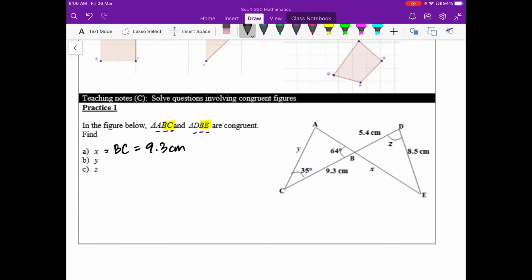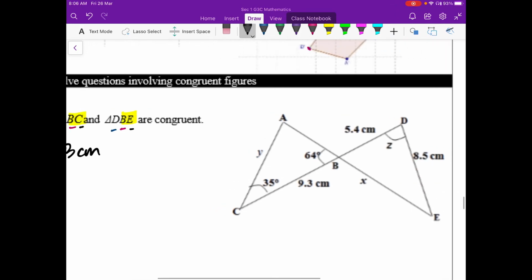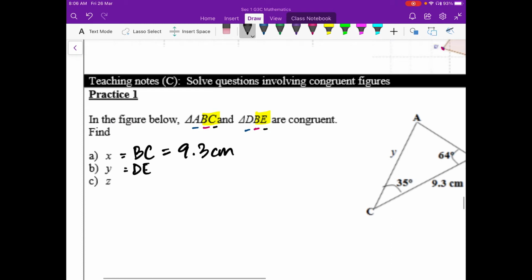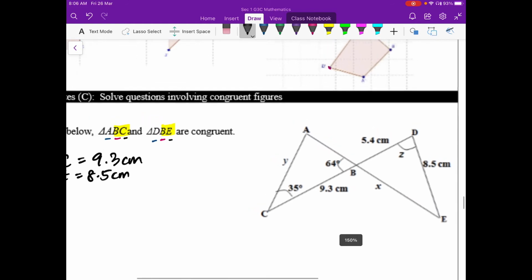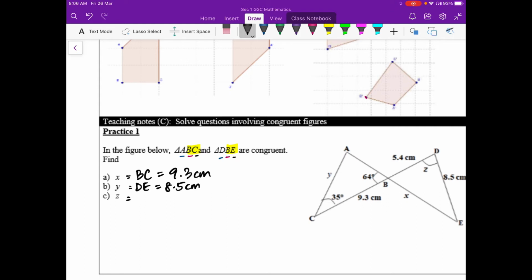Okay, then now the next one, Y. Can you please do it yourself now? Just about 30 seconds. I think you should be able to do it. Okay, what is your value for y? 8.5 cm. Okay, so you state that that is DE, right? DE, so 8.5 cm. Okay, now the last one, Z. What is the angle Z? So try it now, about 30 seconds again.